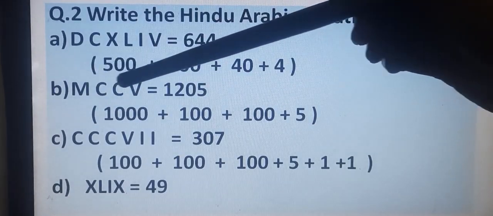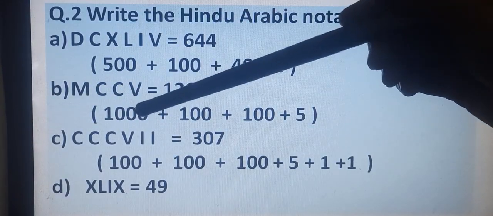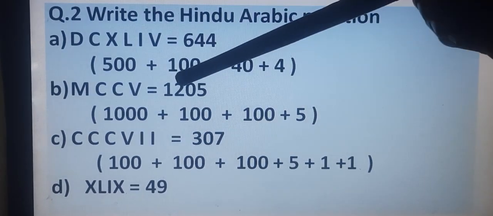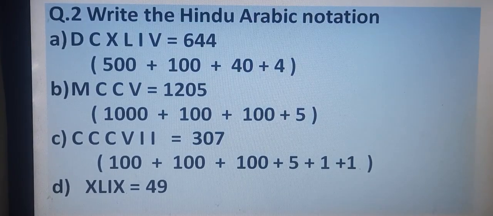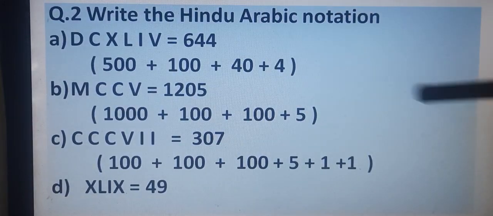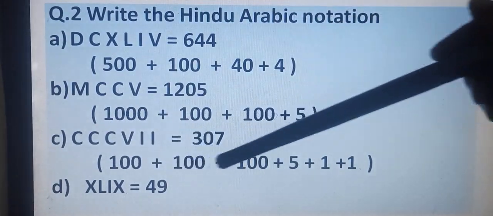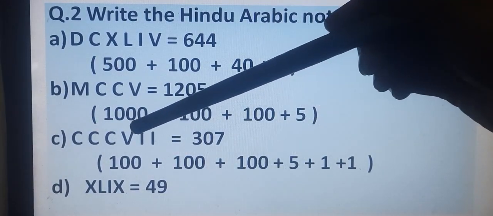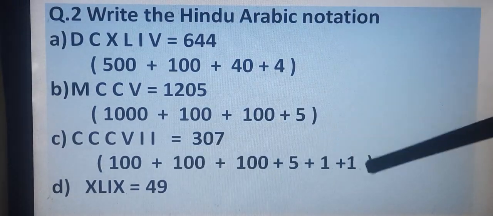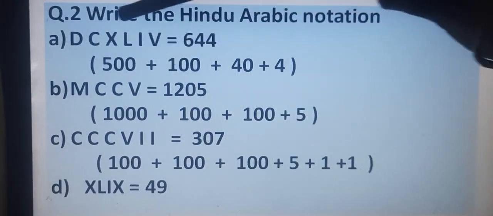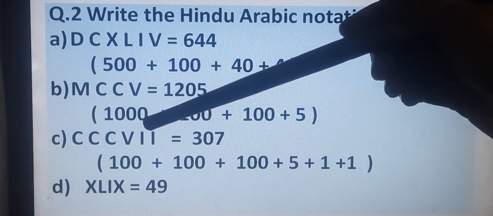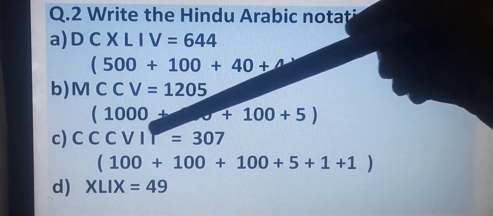Next, MCCV. M you know, 1000. C 100. C 100. V 5. 1205. Next is CCCVII. CCC 100. VII. अब यहाँ एडिशन रूल है. V 5 plus 1 plus 1, 7. Okay, so 307. Here we have used the subtraction rule. L minus X, V minus I. And here addition rule. V plus I and I plus V plus I plus I.